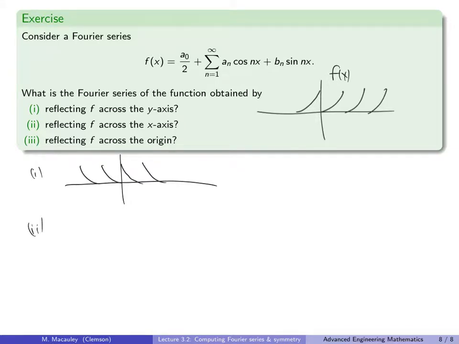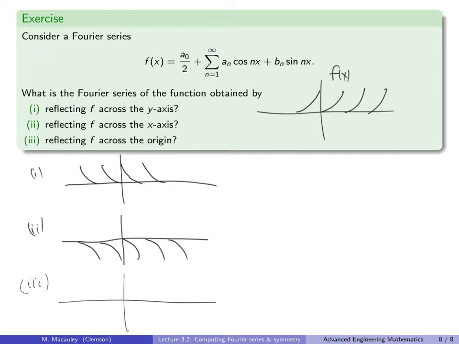The second one is, suppose I reflect it across the x-axis. So that is going to be, oh boy, so we're starting with this function and reflecting it across the x-axis. Well, I should have planned ahead with this one. Oh well. Hopefully this isn't too bad. So that's what I get if I reflect across the x-axis. And now what if I reflect across the origin? So if I do that, now it looks like this.